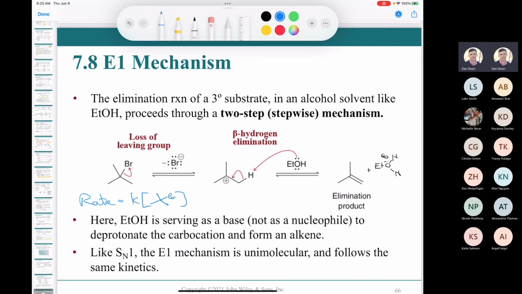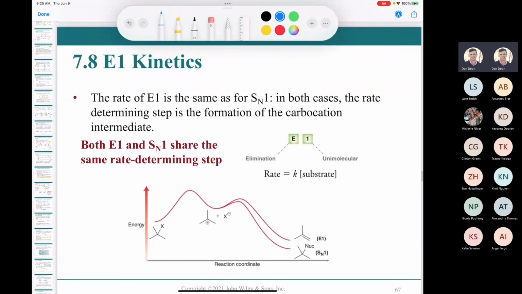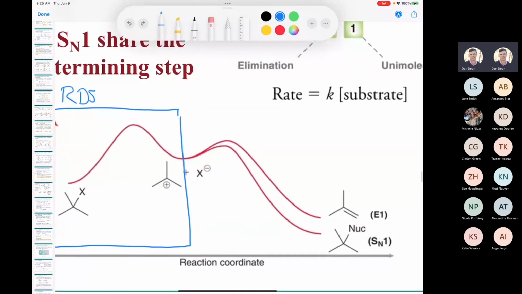Now let's examine the reaction coordinate diagram where we compare the SN1 and the E1, and again, the same old thing. Whether it's an SN1 or an E1 reaction, the rate determining step is that loss of leaving group, the formation of the carbocation. Then the carbocation can either undergo substitution, give you the SN1 product, or elimination to give you the E1 product.